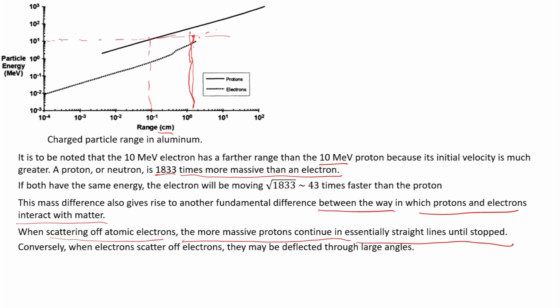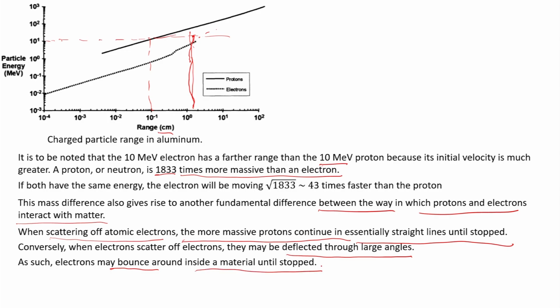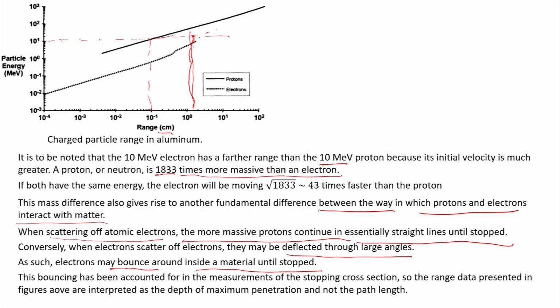Electrons may be deflected through large angles. That can happen because electrons have lighter mass. So, electrons will bounce around inside the material until stopped, whereas the heavier particles move in a straight line. This bouncing has been accounted for in the measurements of the stopping cross sections.